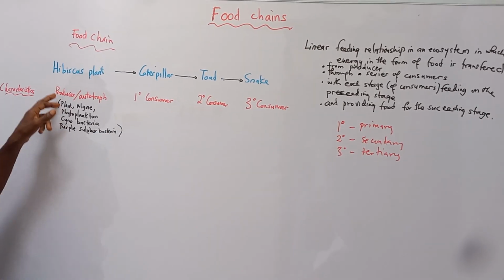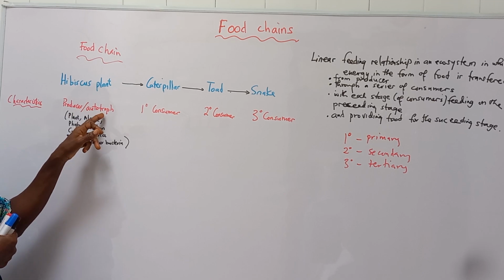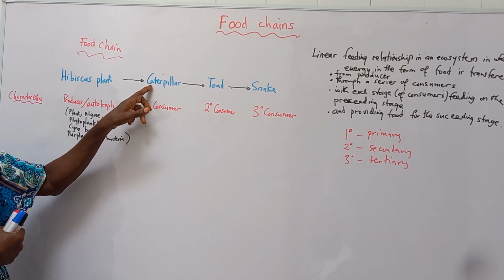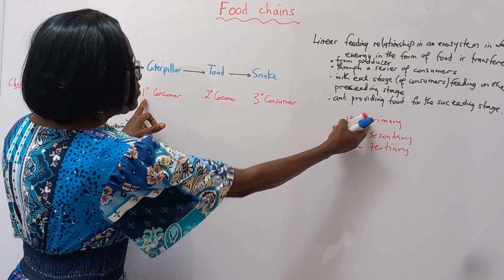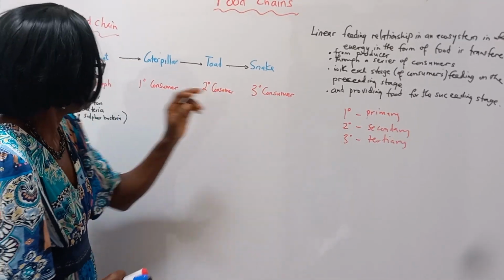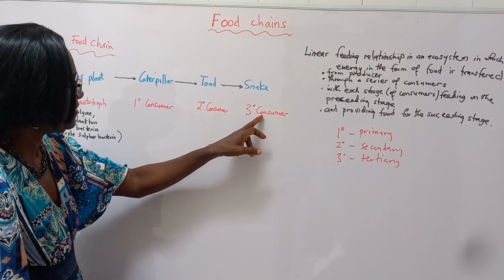So in this food chain, I have the hibiscus plant as a producer. It's also an autotroph. I have the caterpillar as the primary consumer. This is primary, secondary, tertiary. So primary consumer, secondary consumer, tertiary consumer.